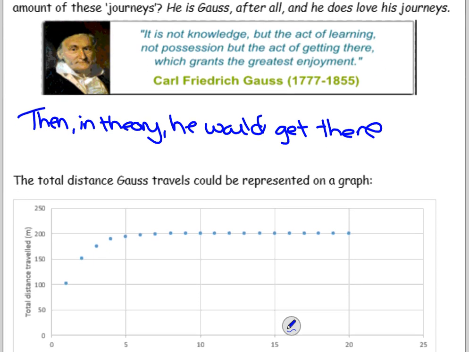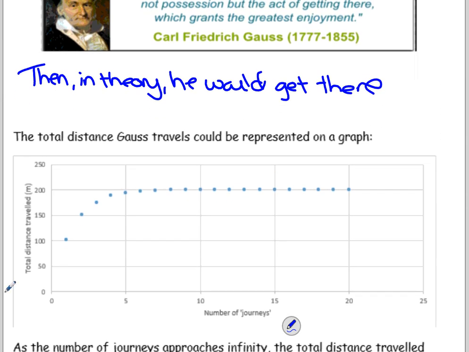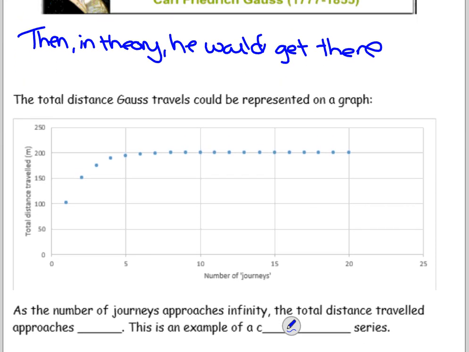So for some weird reason, I decided to make a graph. Why did I do that? I think it was to demonstrate graphically what happens, in case visually this makes more sense to you. So you can see to begin with he travelled 100 metres, then he travelled another 50. So this is his total distance, the sum of all of those. So the sum gets closer and closer to 200. So what we can do is redraw the graph to make it about Gauss.